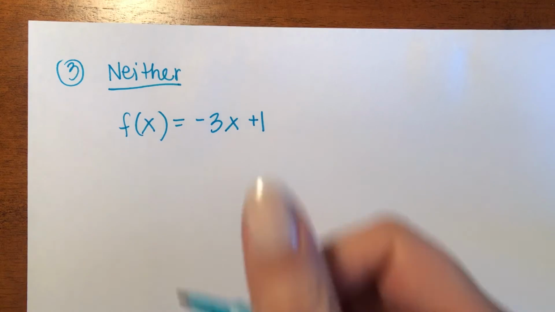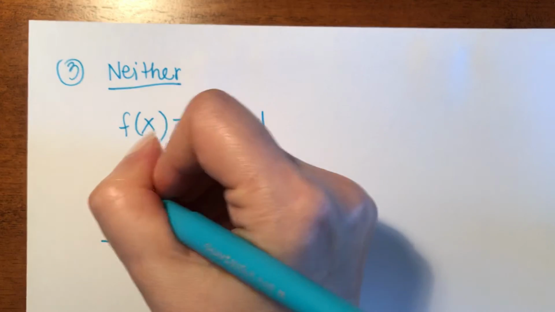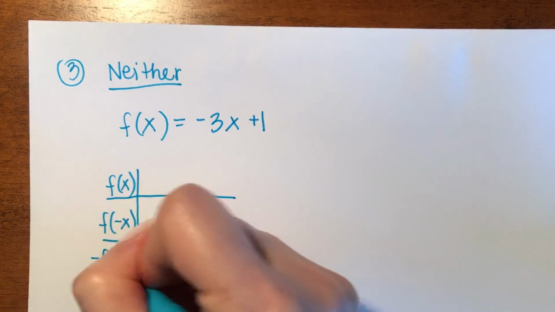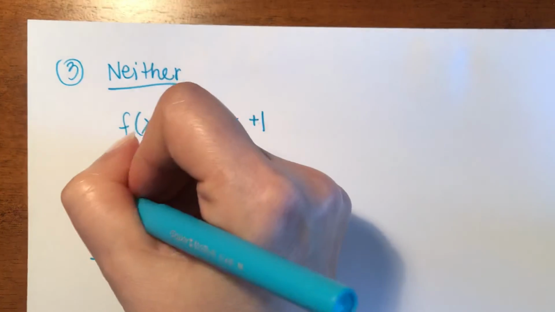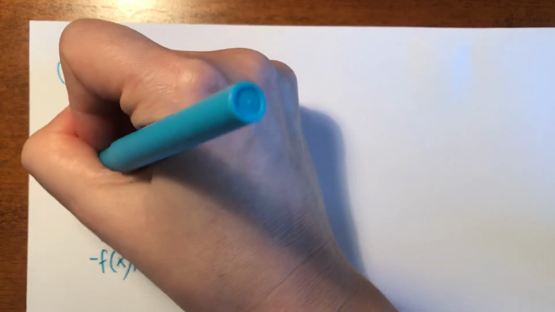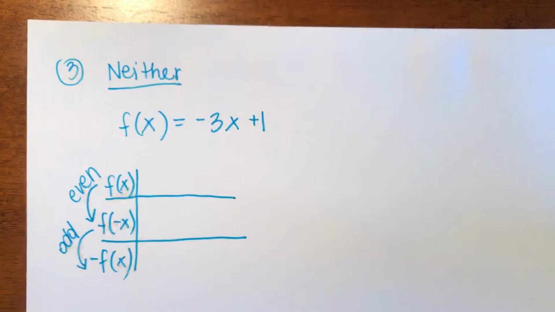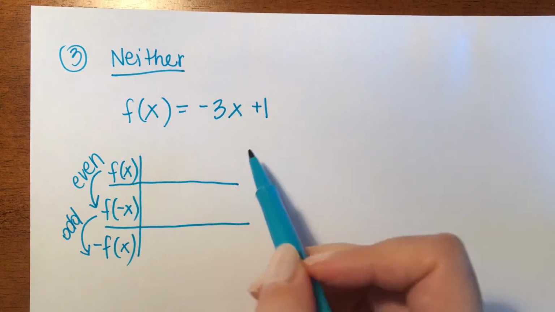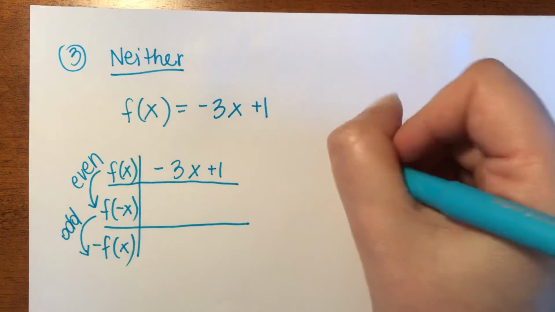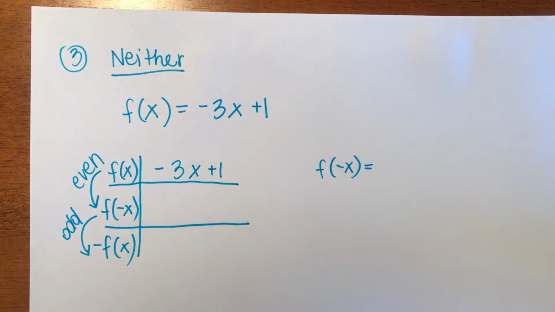Same thing, table. I get f of x, f of negative x, and negative f of x. If the first two rows are the same, we have even. If the bottom two rows are the same, we have odd. So f of x is negative 3x plus 1. Now f of negative x. We're going to replace every x with negative x.